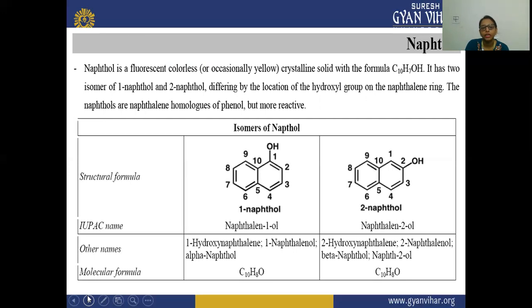Last is naphthol. Naphthol is a fluorescent colorless crystalline solid with the formula C10H7OH. It has two isomers, that is 1-naphthol and 2-naphthol, differing by the location of the hydroxyl group on the naphthalene ring. The naphthols are naphthalene homologues of phenol but more reactive. Its IUPAC name is this, other names are this, and the molecular formula is also this.